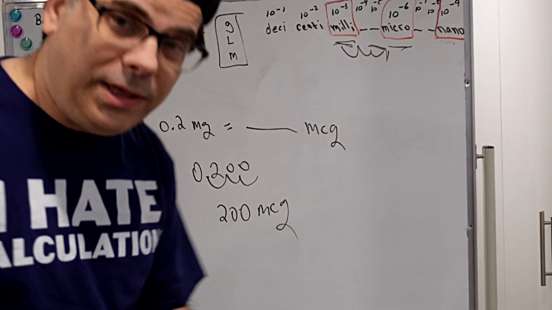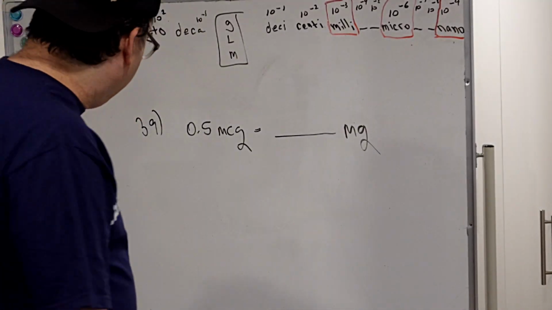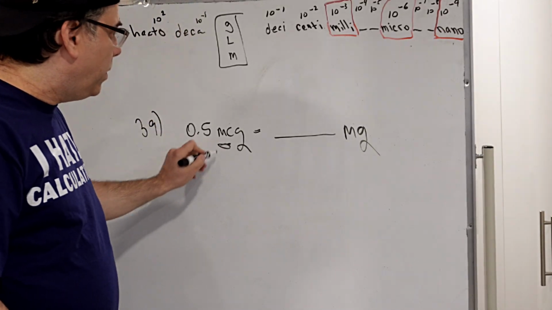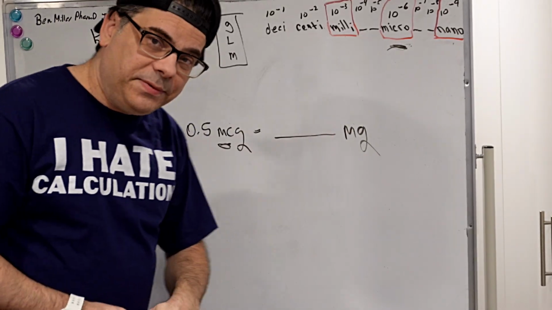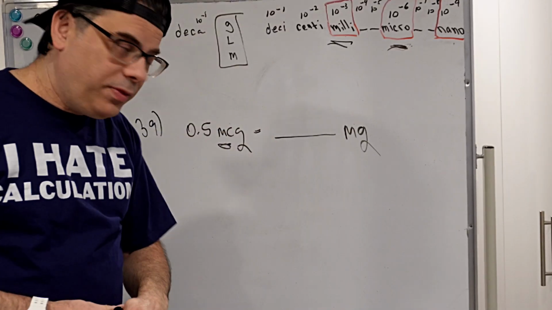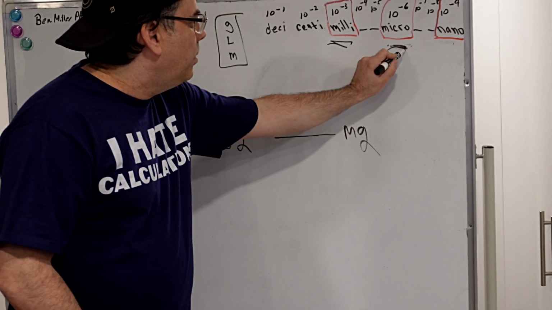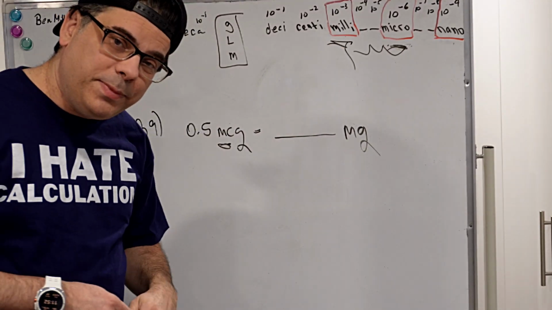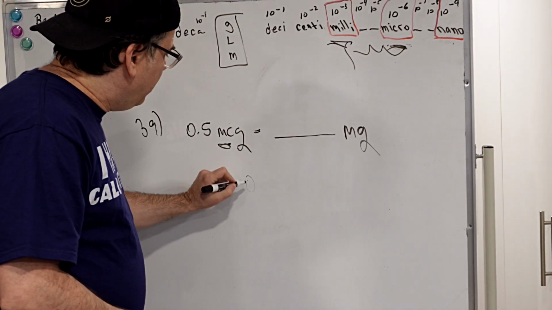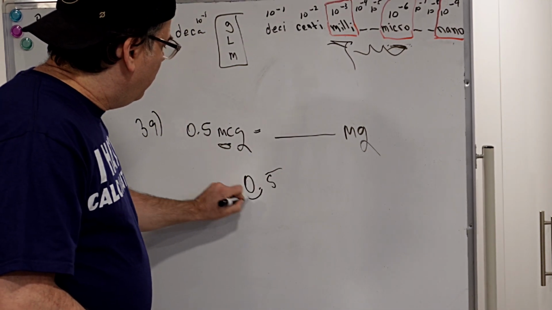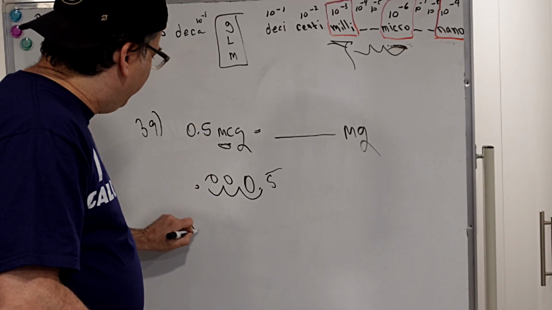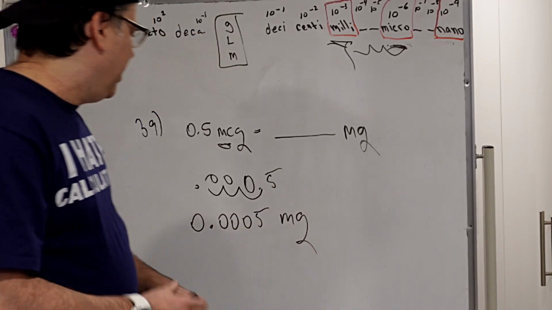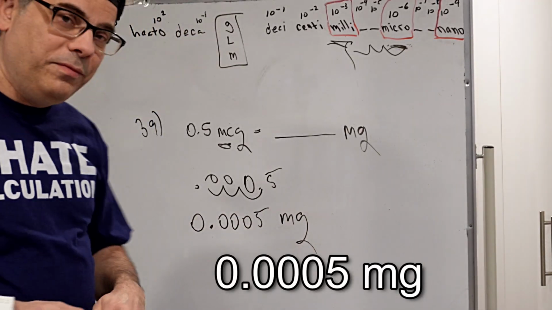All right, number 39. Question number 39. 0.5 micrograms is equal to how many milligrams? So again, micro is here. It's 10 to the negative 6. Milli is here, 10 to the negative 3. We're going from micro to milli, so we're going 1, 2, 3. 3 spaces. We're going to move the decimal point 3 spaces to the left. So we have 0.5, 1, 2, 3. So we have 0.0005 milligrams. 0.0005 milligram is the answer.